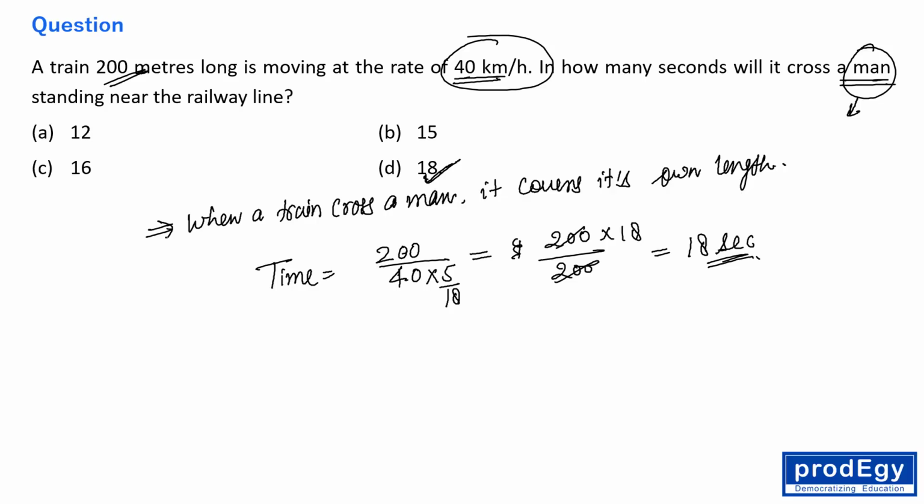When a train crosses a man, it covers the distance which is equal to its own length. It is important. This is the assumption. Why? Because the width of the person is actually negligible with respect to that of the train. That's why this is an assumption. Okay. Now let's move.